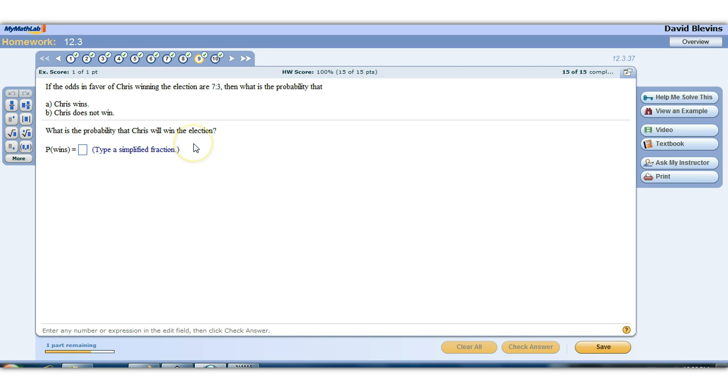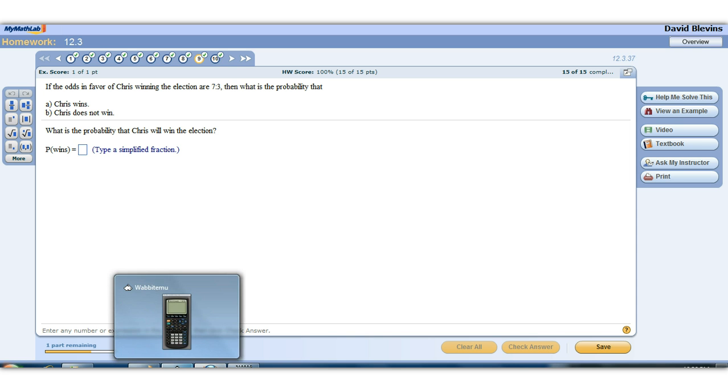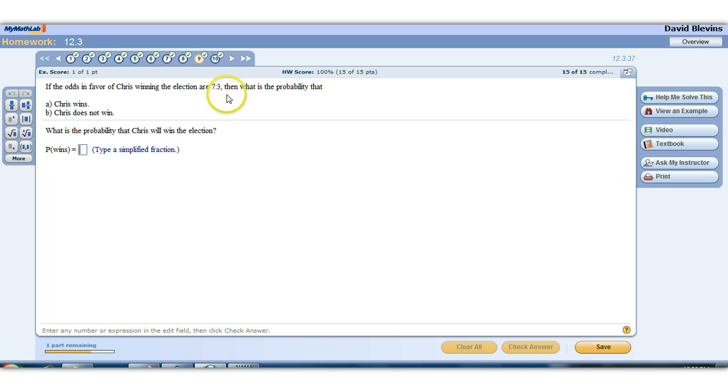Now number 9 is a little bit different than the previous ones that you've seen in the other video. In 9 and 10, we're given odds, and we're coming up with probability. So we're going to kind of undo that. And the way that we do that is we take the formula that we have for odds in favor, odds against. So this one's odds in favor.